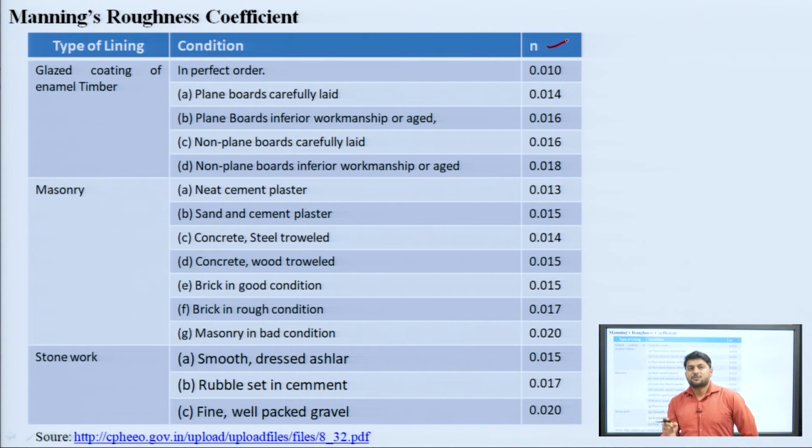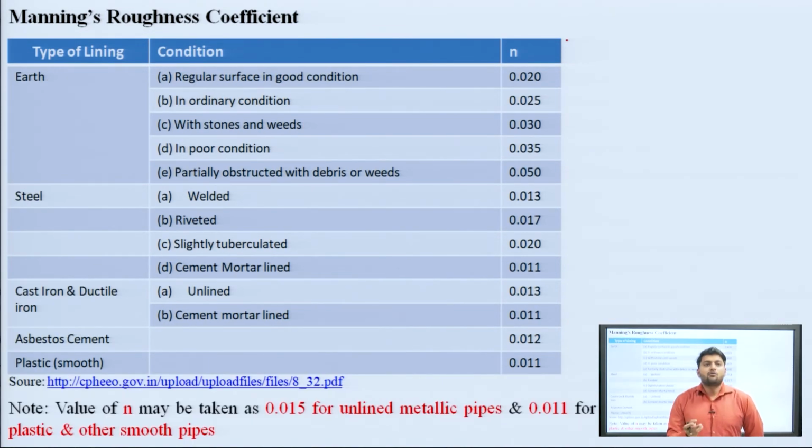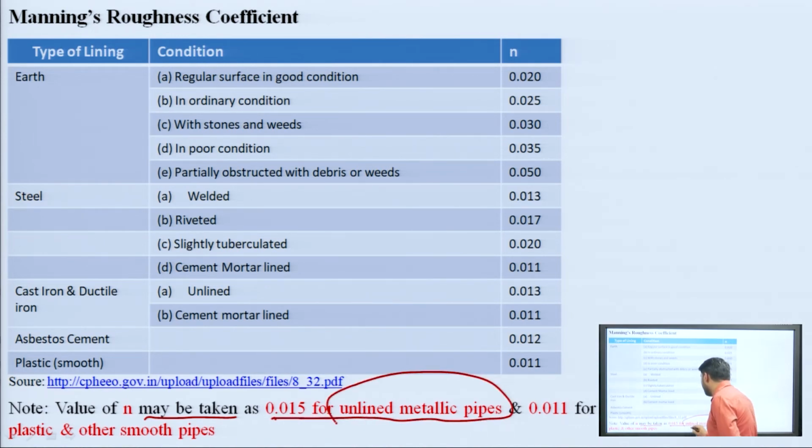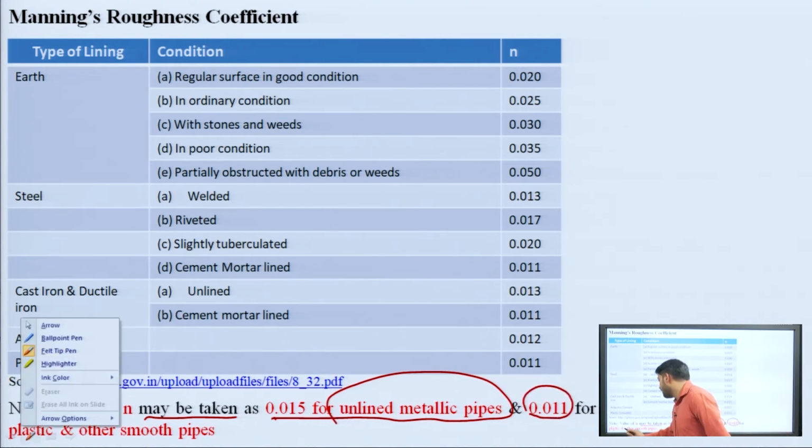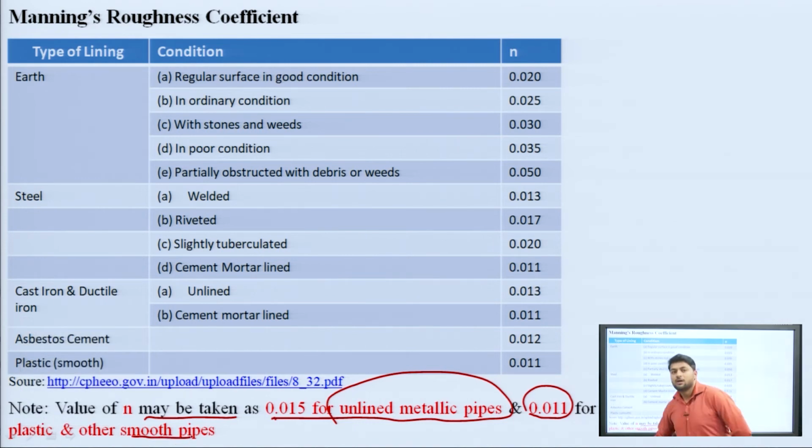As per the required situation we are going to take the values of n, but if the value of n is unknown, then what are we going to do? The value of n may be taken as 0.015 for unlined metallic pipes. If the pipes are unlined metallic, then we take n as 0.015, and 0.011 for plastic or other smooth pipes. So n will be 0.011.